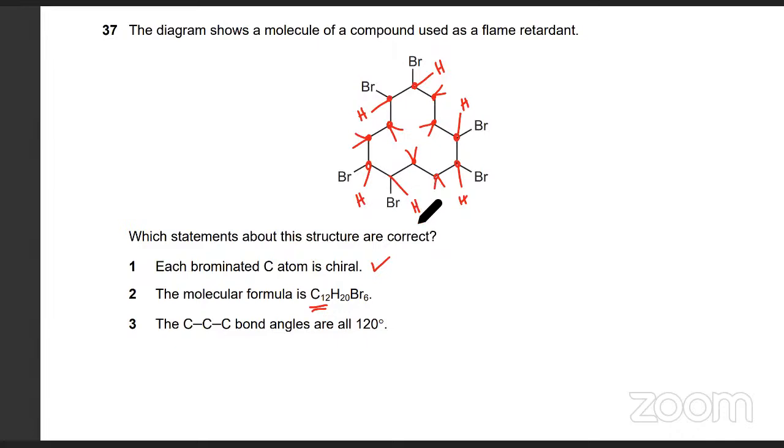How many hydrogens? That's 1, 2, 3, 4, 5, 6, 7, 8, 9, 10, 11, 12, 13, 14, 15, 16, 17, 18, 19, 20. So 20 is fine, the formula is fine. And all the bond angles are 120 degrees. All of them are 109.5. This last statement is wrong. It is not 120 degrees, because when carbon forms 4 bonds, it's tetrahedral. It's 120 only when it forms a double bond. Okay.